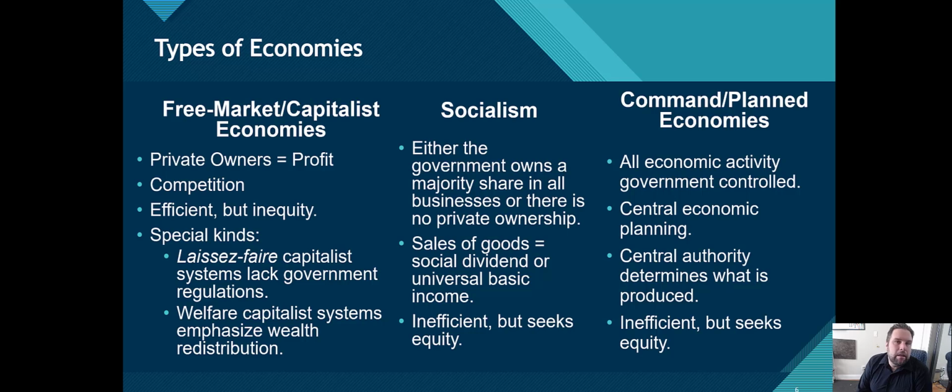Now, in a command economy or a planned economy, all of the economic activity is controlled by the government, and there is what we call central economic planning. It comes from a relatively small number of individuals, usually in this case the Communist Party. Central authority determines what is produced, and again, it's inefficient, but it does try to seek some degree of equity, right? It tries to lessen the gap between the rich and the poor, but again, the problem is that oftentimes there are problems related to shortages in that system that are prolonged and continue to be problematic.